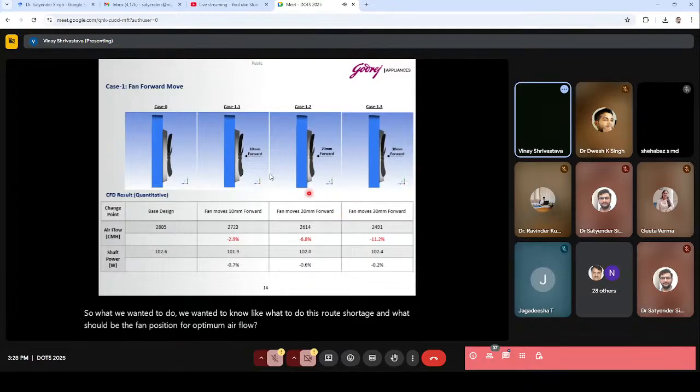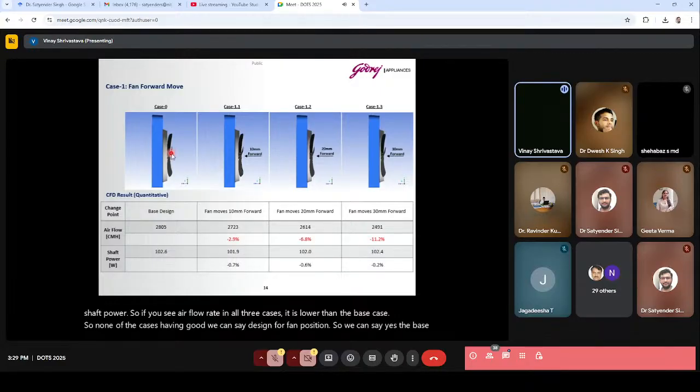In the first case, we are moving the fan forward. This is the base position of the fan. In case 1.1, we are moving this fan 10 mm forward. In the second one, we are moving it 20 mm and then 30 mm. And then we have calculated airflow rate and shaft power. If you see airflow rate in all three cases, it is lower than the base case. So none of the cases has a good design for fan position.